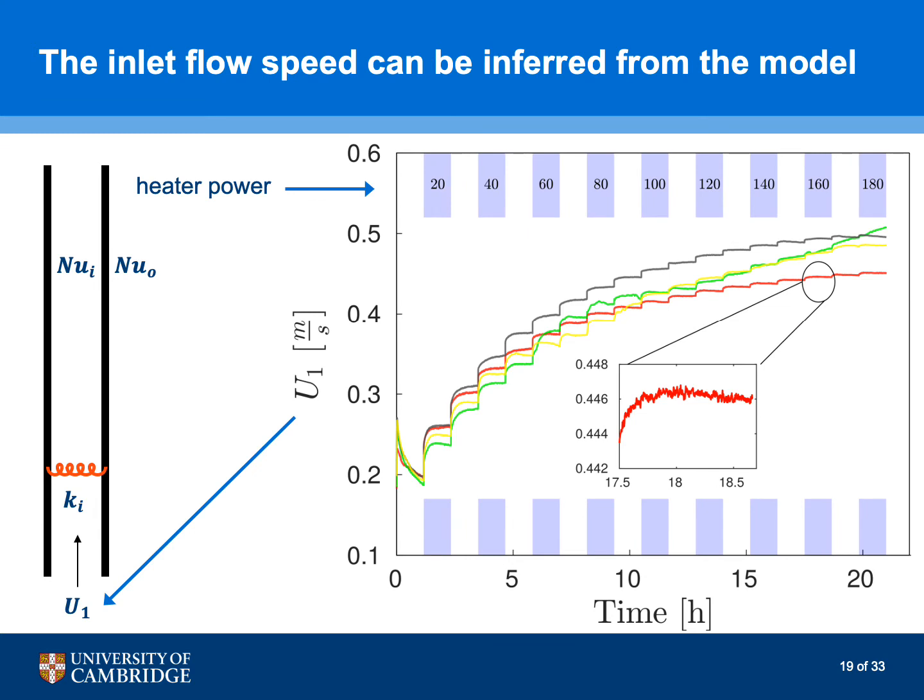From our model, we can infer the inlet flow speed, which increases with the heater power, reaching a plateau at high powers. Notice that the values of this quantity are rather small, around 0.5 meters per second. This means that the Mach number is close to zero, and hence it is reasonable to assume negligible mean flow speed when developing the acoustic model.